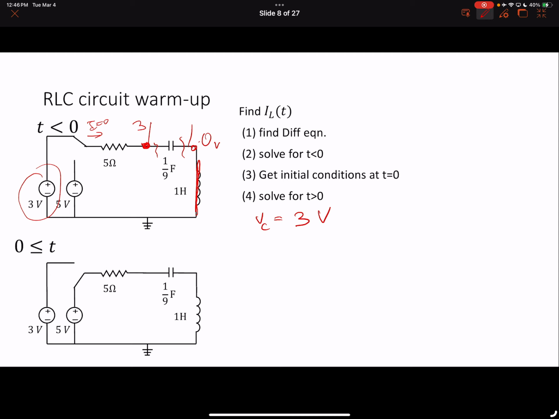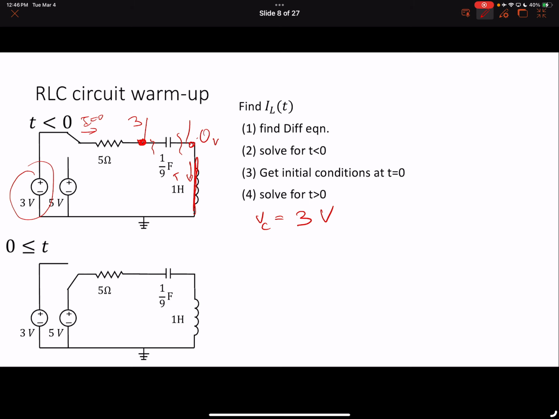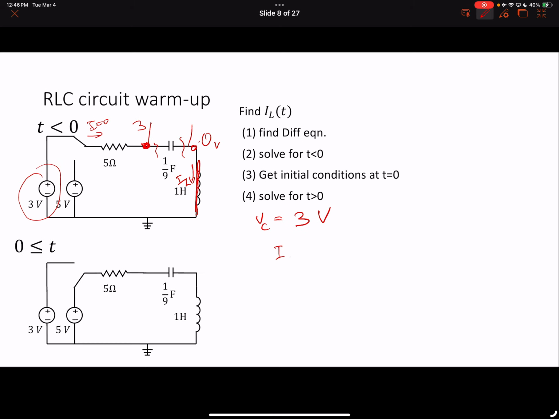And then the amount of current flowing through the inductor, IL, will be equal to 0. But you know that IL is also equal to IC, which is C dVC/dt. So the initial conditions you can get from these are the capacitor voltage and its derivative. Does that make sense? You cannot extract the voltage across the resistor, because that's going to jump immediately after you flip that switch.